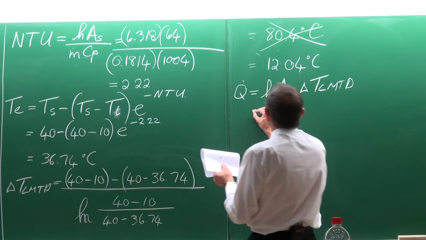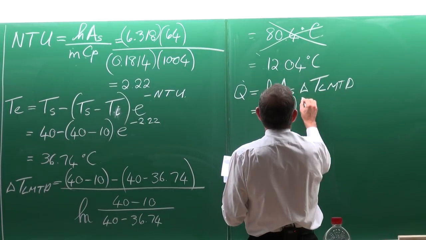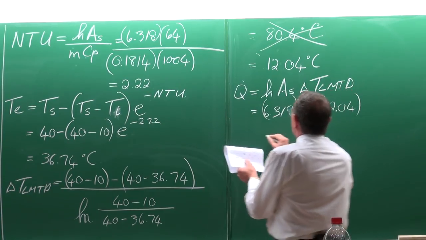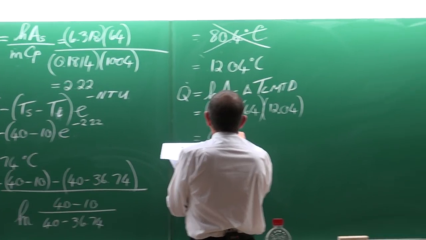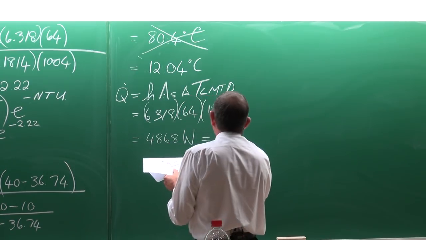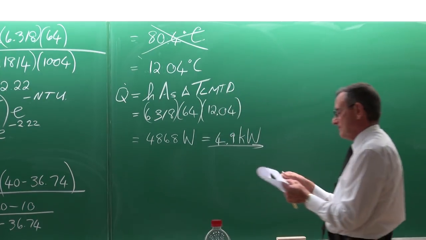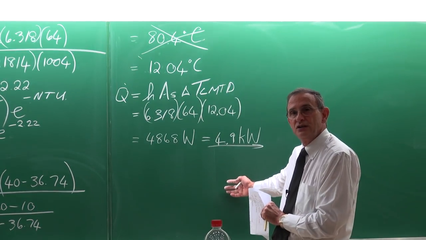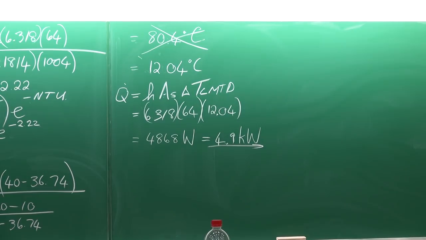The heat transfer coefficient is equal to 6.318. The surface area is 64, and the LMTD is 12.04. And that would give us a heat transfer rate of 4,868 watts. It's not an engineering answer, 4.9 kilowatts. Again, very easy to do the calculations, but it is always very good to think about your answers.